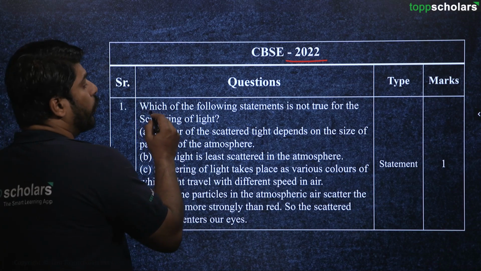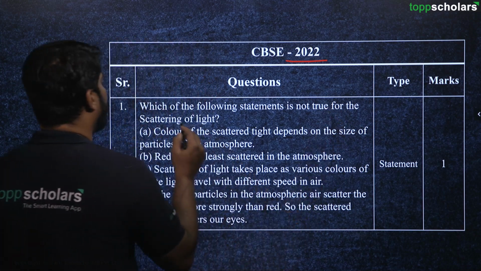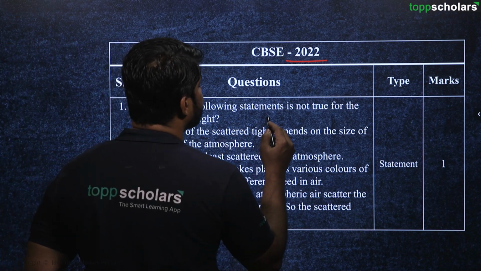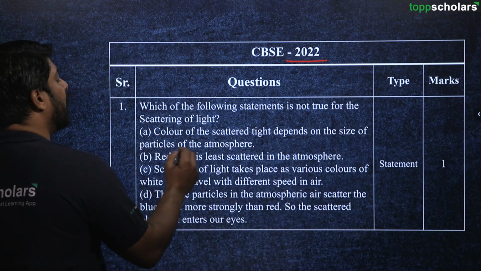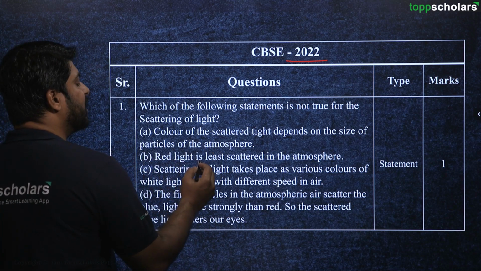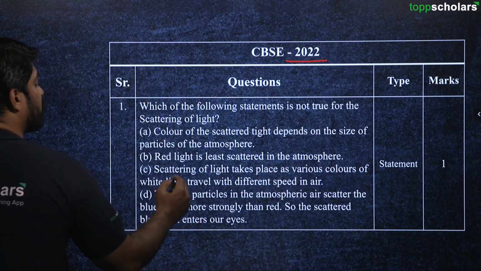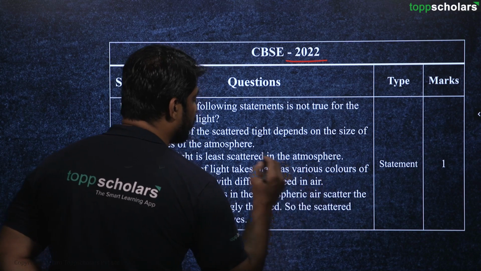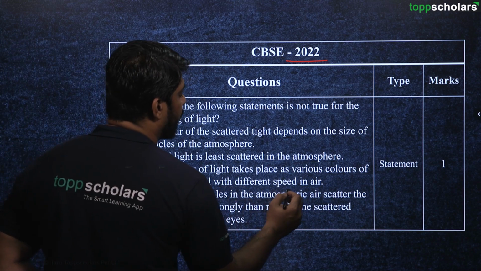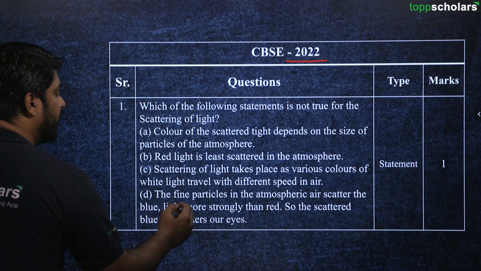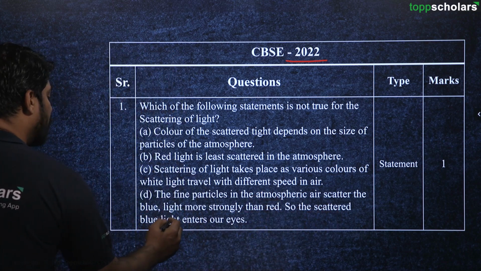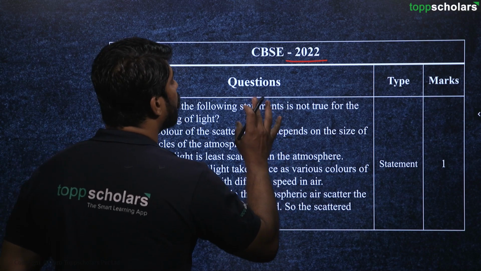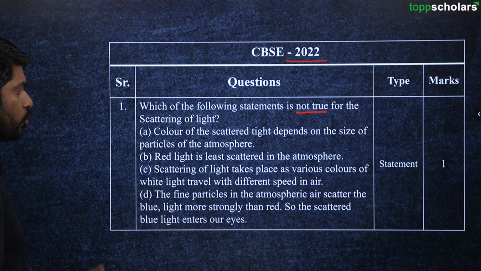So here again, which of the following statements is not true for the scattering of light? Okay, so here is the question. We have got some statements. Color of the scattered light depends on the size of the particles of the atmosphere. Second one, red light is least scattered in the atmosphere. Scattering of light takes place as various colors of white light travel with different speed in air. The fine particles in the atmospheric air scatter the blue light more strongly than red. So the scattered blue light enters our eyes. So here we have to identify which one of these statements is not true. That means false. So let's look at these statements.